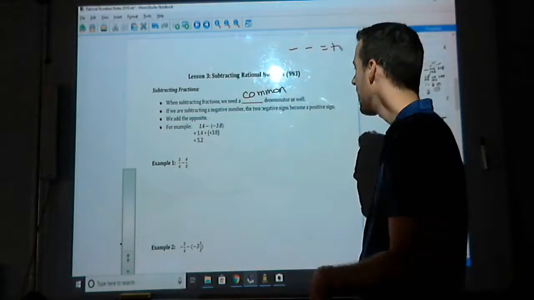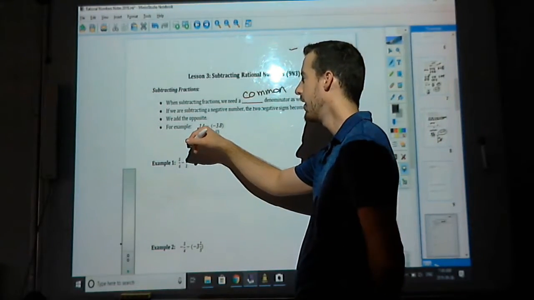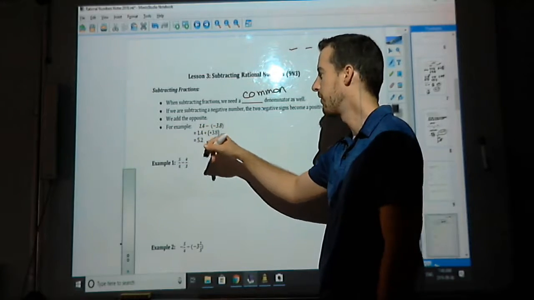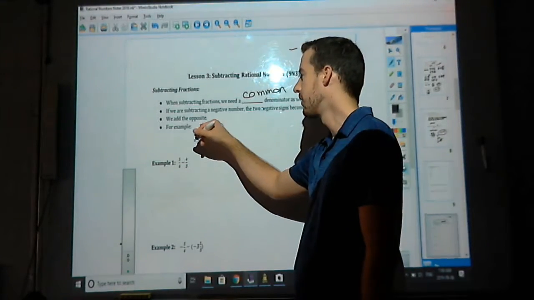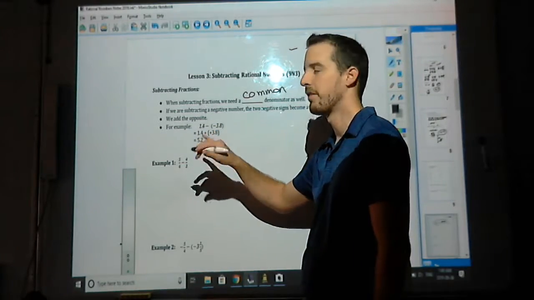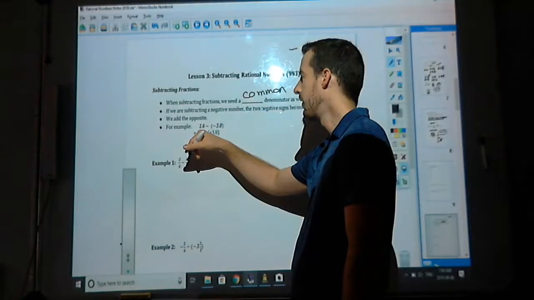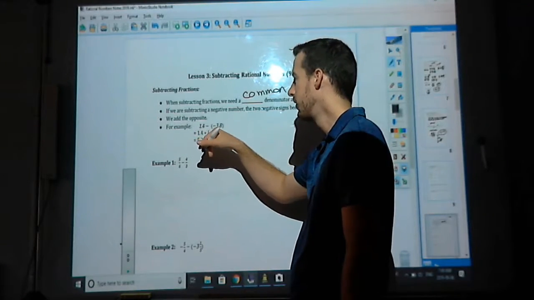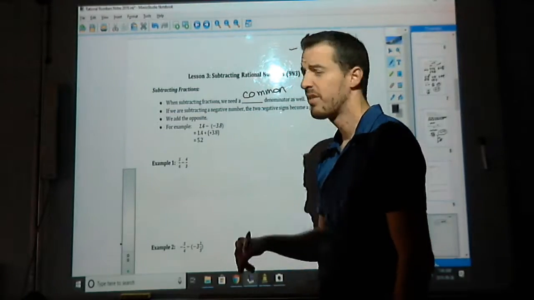So we add the opposite in the end. For example, here we have positive 1.4 minus negative 3.8, and so these two negatives end up as positives. We can flip those signs, okay? And so we end up with 1.4 plus 3.8 for a grand total of 5.2. Okay, we're going to start with fractions though.